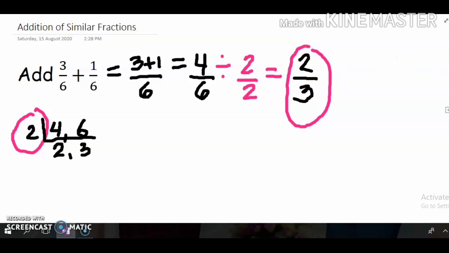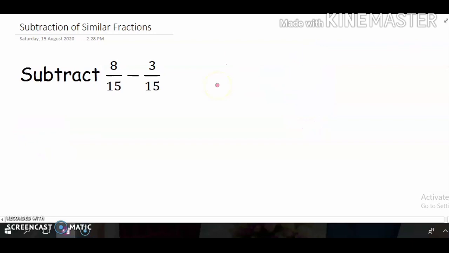Okay, so let's try another example. How about subtracting similar fractions? So, same din siya ng pag-a-add ng similar fractions. So, the first step is to get the difference or subtract 8 minus 3. So, 8 minus 3, get the difference. So, we will have 5. And copy the same denominator, which is 15.